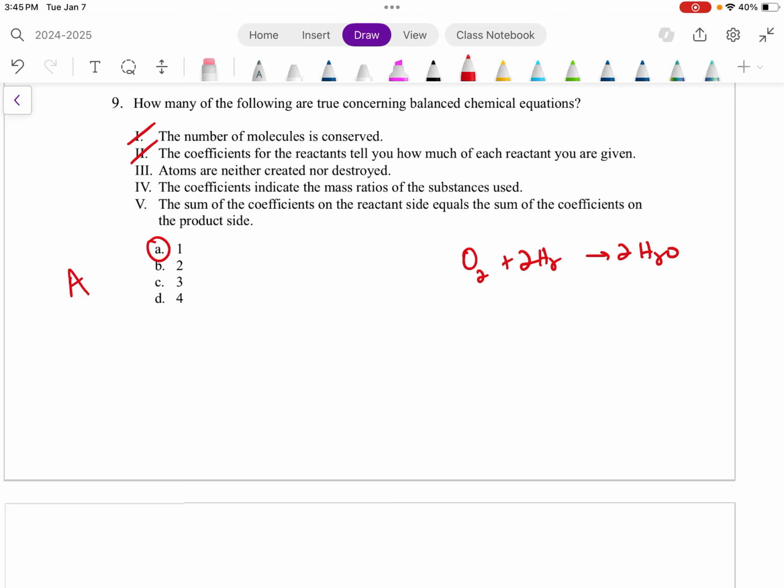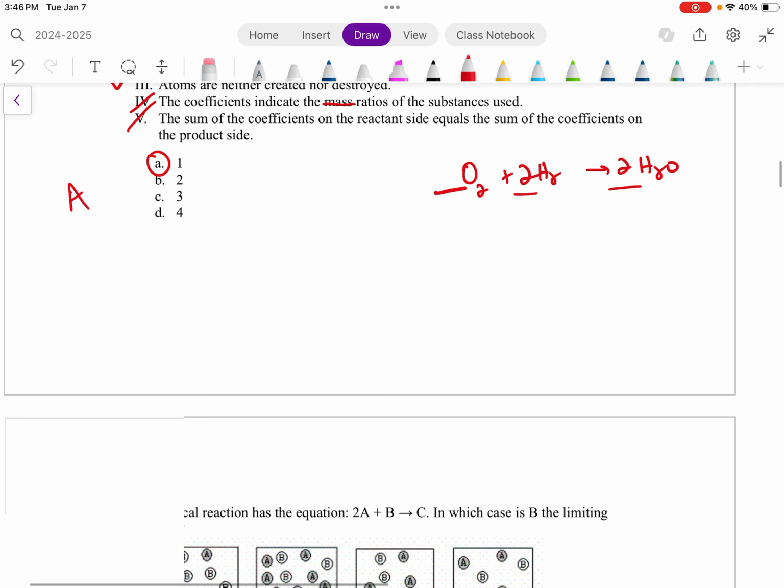Atoms are neither created nor destroyed. That is true, right? Atoms are conserved from one side to the other. The coefficients indicate that the mass ratios of the substances are used. No, coefficients are a mole ratio, not a mass ratio. And the sum of the coefficients on the reactant side equals the sum of the coefficients on the product side. That is not true. Again, refer to this example: the sum is 3 on this side and it goes to 2 on this side. So the only one that's true there is statement 3.